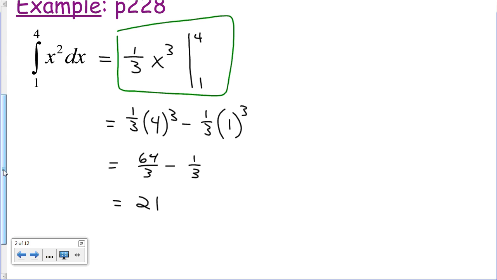Find the antiderivative. Don't worry about the plus c. Put that vertical bar there with the 1 and the 4 to indicate the upper and lower bounds, and then finally evaluate that.